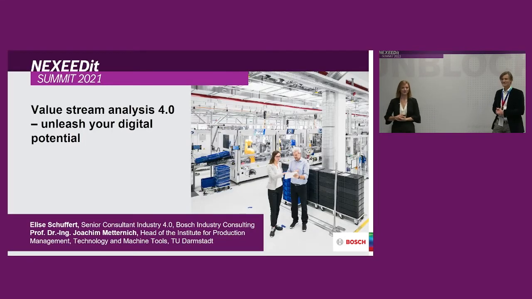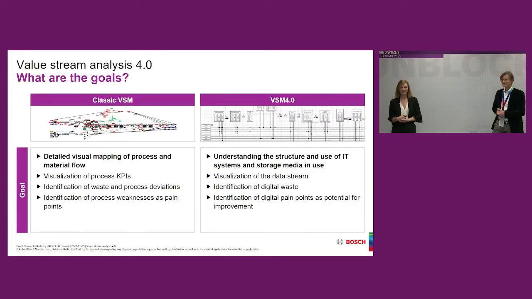Now, that's perfect. Okay, so let's unleash our digital potential by defining the goals. What was the goal in earlier times in classical value stream management, and what's the goal in new times in digital value stream management? It used to be interesting to analyze material flow, capture process data and process KPIs in classical value stream mapping, and identify the waste that lies behind and my process weaknesses. What's interesting today is that we added a new digital dimension to material flow, adding the data stream that lies behind. So analyzing the IT landscape behind: what are my storage media, where do I store the information of the processes, how does my data stream look, and how can I identify digital waste?